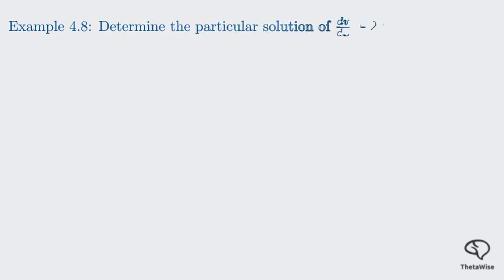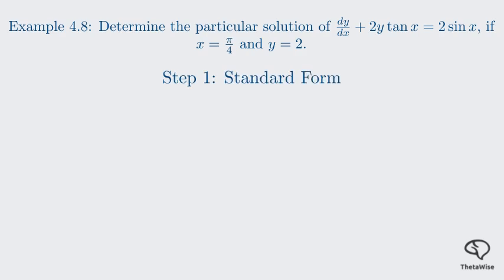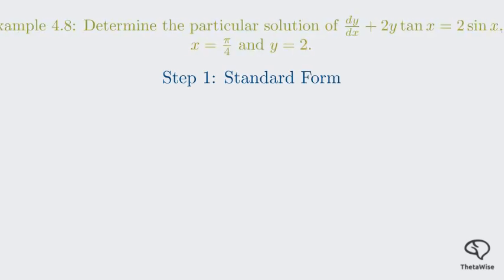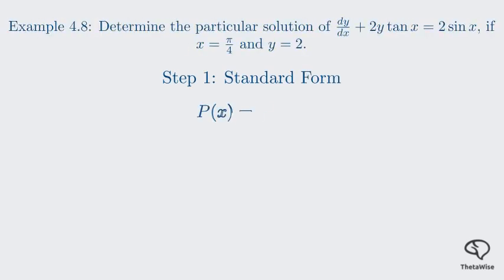Now we will move on to finding a particular solution. In example 4.8, we are asked to determine the particular solution of dy/dx plus 2y tangent x equals 2 sine x, given the initial conditions x equals pi over 4 and y equals 2. Finding a particular solution involves the same steps as finding a general solution, plus one extra step at the end. We'll follow our familiar procedure. Step 1. Standard form. The equation is already in standard form. P(x) is the coefficient of y, which is 2 tangent x. Q(x) is the term on the right, 2 sine x.